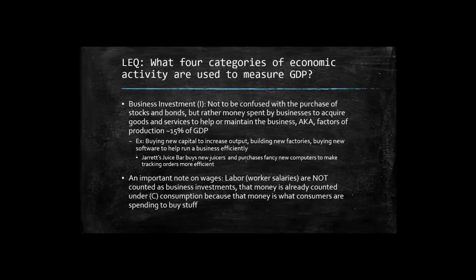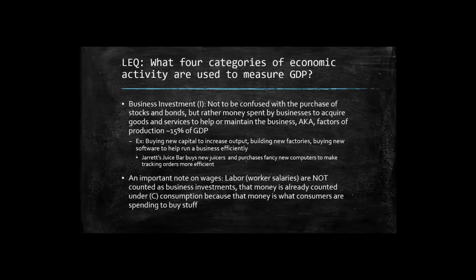So consumption and business investment are almost the same thing. The difference is that the business is buying the goods or services. That is, the entrepreneurs behind Jared's Juice Bar, or the corporation, or the franchise, or the sole proprietorship or partnership. They are buying goods and services for their business. Specifically, if I am doing Jared's Juice Bar and I buy new juicers and purchase fancy new computers to make tracking orders more efficiently, even though I may not be buying that with my personal money, now if I were buying these with my personal money, that would count towards consumer consumption, the C. But since I'm buying it in Jared's Juice Bar's name, that counts towards business investment.